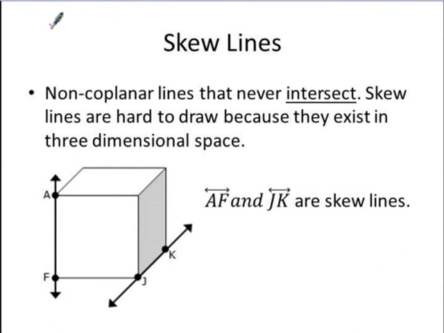Skew lines are lines that aren't going to intersect, but they also aren't coplanar. So if we look at this box, this line AF goes forever, and this line JK goes forever. They're never going to touch each other. They're never going to intersect, but they're not parallel because they're not in the same plane, okay? Skew lines exist in three-dimensional space. Those two lines would be skew.